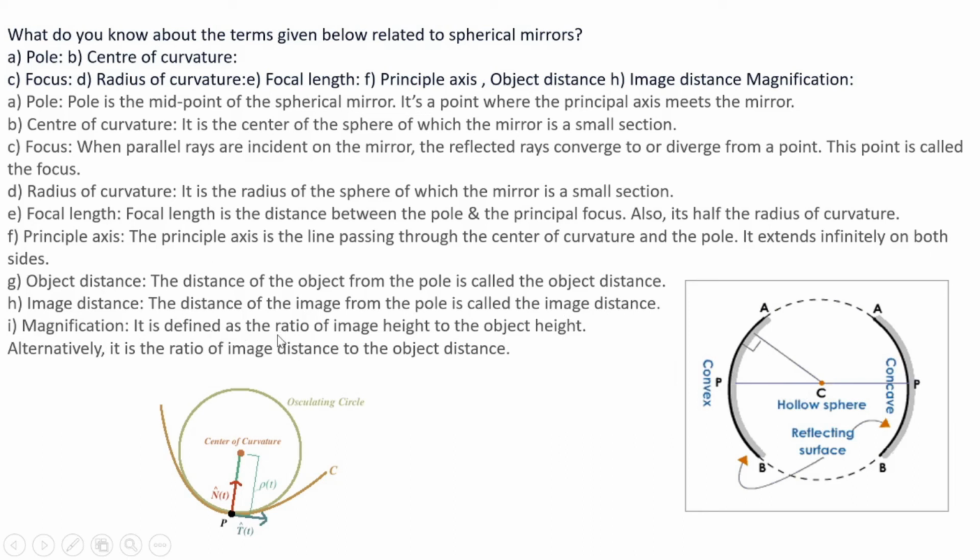Magnification is defined as the ratio of the image height to the object height. The image is bigger than the object. Alternatively, it is the ratio of image distance to the object distance, and also height and distance, and also the nature.